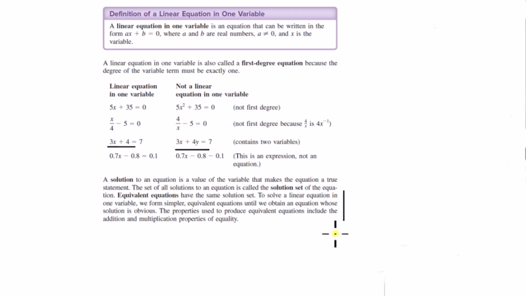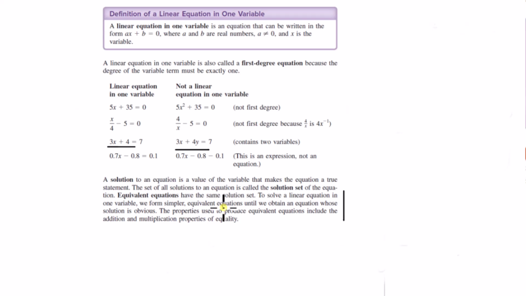Now, I'm going to stop saying inequality as we go forward because we'll come to inequalities later. So this process, this idea for how we're going to solve this linear equation in one variable, is going to be the same process we're going to apply to solve any kind of equation, with radicals, whatever. What they're saying is we form simpler equivalent equations.